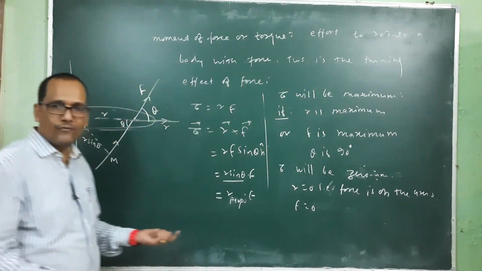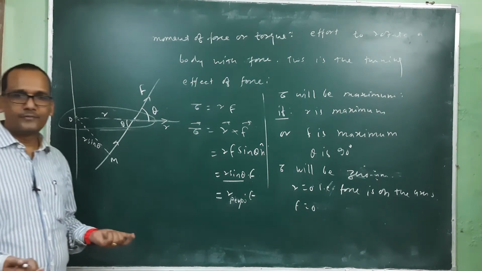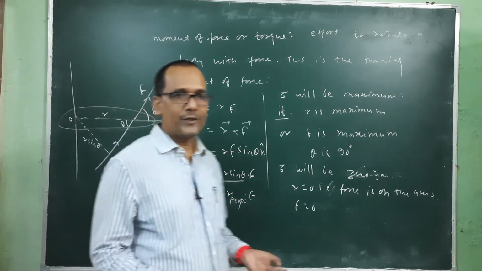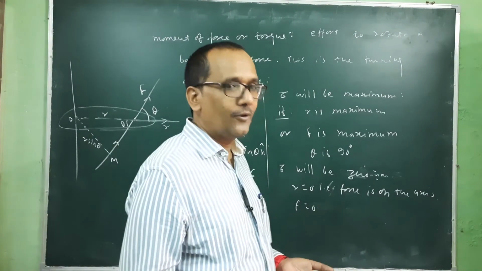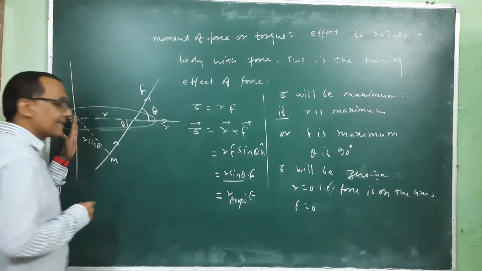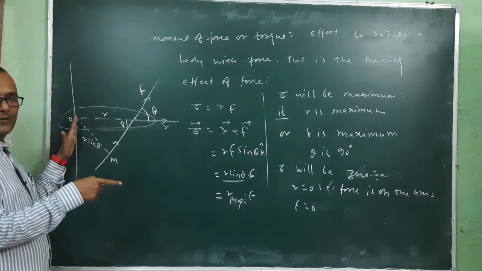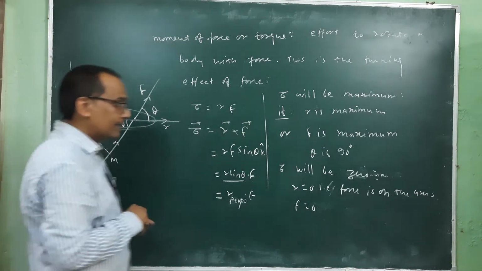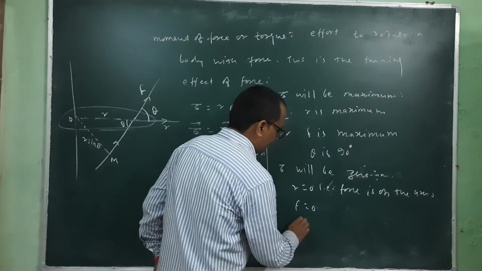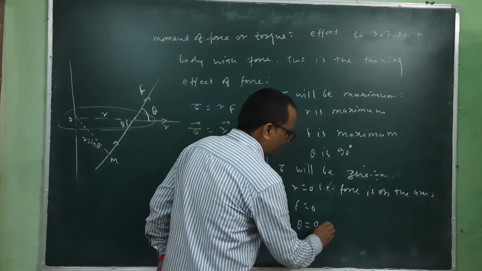We are not applying force. Force is 0, then there will be no rotation, there will be no effect. So either we are applying the force at the axis, there will be no rotational effect, or the force is 0, we are not applying the force, or theta is equal to either 0 or pi.